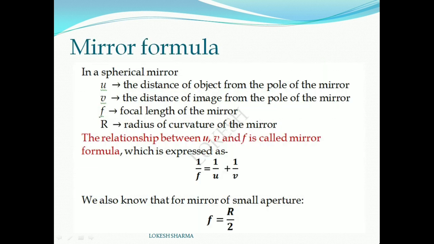In a spherical mirror, u is a symbol of distance of object from the pole of the mirror, v is the symbol of the distance of image from the pole of the mirror, f is the focal length of the mirror, and capital R is the radius of curvature of the mirror. And the relationship between the object distance, image distance and focal length for a mirror is called mirror formula, which is expressed as 1/f = 1/u + 1/v. We also know that for mirror of small aperture, focal length is half of radius of curvature.